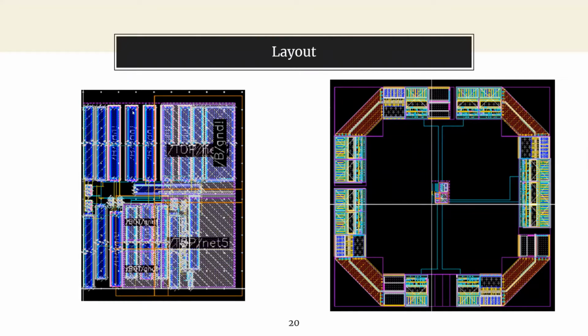The long skinny devices are the NMOS transistors, and the large square devices are the capacitors. And here's the layout with the I/O pads, showing 6 inputs and outputs corresponding to the VDD and ground signals, the input and the output signal, and then the 2 clock signals.